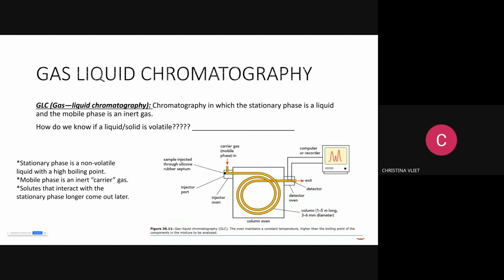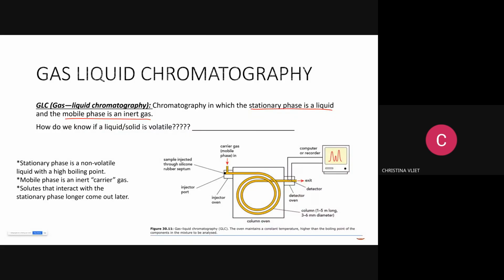All right, gas liquid chromatography, that is GLC. This is the actual look of the device, and this is the sketch of what it is. This is a chromatography in which your stationary phase is actually a liquid. Your mobile phase is an inert gas. So you have a separation between the liquid and the inert gas.